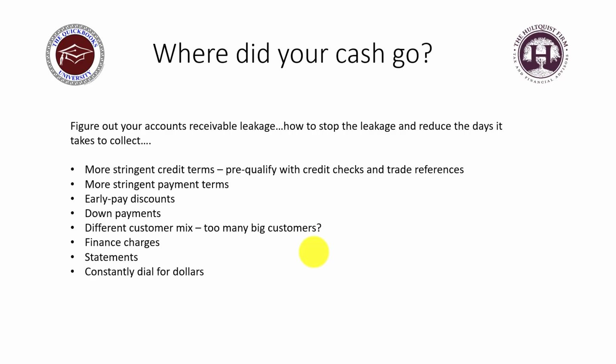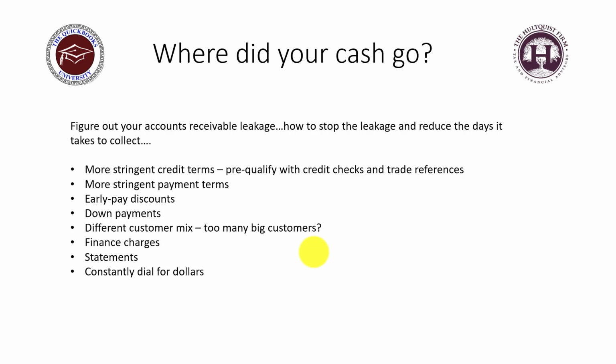You can pre-qualify with credit checks or trade references. Okay, so you don't sell to every person that walks through the door. You pre-qualify them. Make sure they're going to be a good customer and make sure they do pay on time. You can put more stringent payment terms. So instead of net 45, net 60, it could be net 30, it could be net 15. You can put in additional payment terms, whether that's in a contract or just on an invoice.